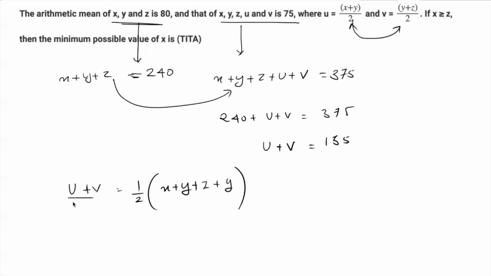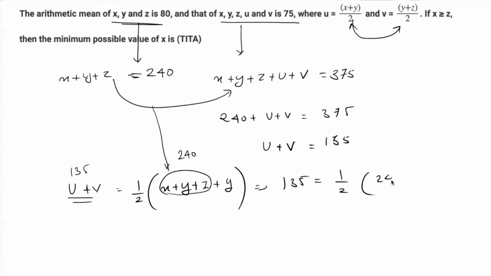So u plus v, I know it's 135, and x plus y plus z, again, I know it is 240. Just plug in these two values. Here I put 240 and here I put 135. So I'm going to get 135 is equal to half of 240 plus y. Take 2 on the left hand side. You will have 270 is y plus 240, or you will get y is equal to 30.